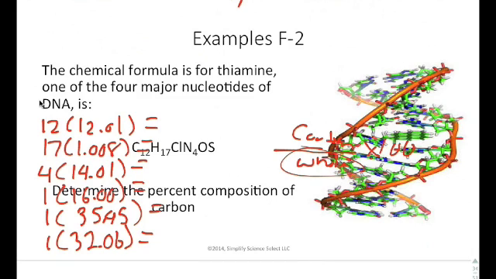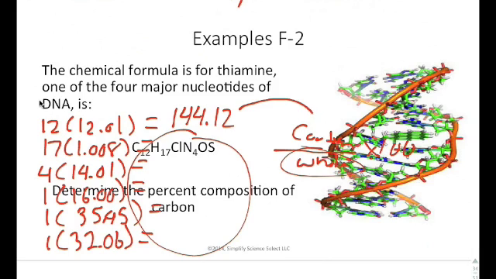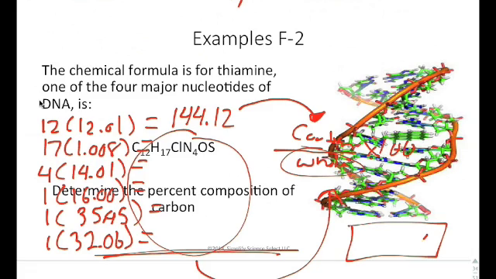12.01, so you get 144.12. Once you do that, you have to multiply all the rest of these values out. And so carbon at 144.12 is going to go right here on the top. And then the total value that you get right here, just like we did in the previous example, is going to go on the bottom. And I'm going to leave it to you to figure out what the percent composition is. But that's the procedure that you would use.